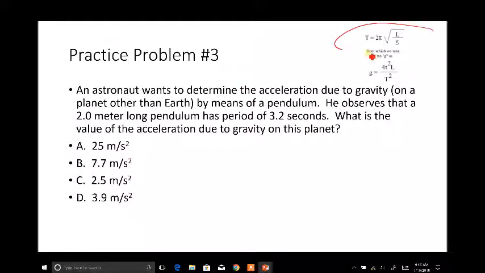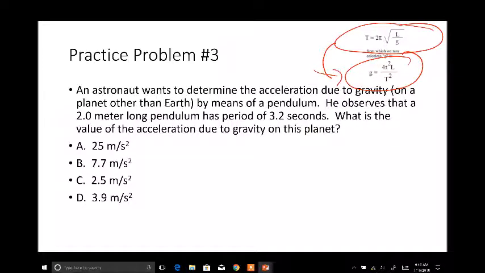Well, as you can see up here, here's the equation for the period of a pendulum. It involves both the length of the pendulum and the acceleration due to gravity. So if we take that equation and we solve it out for g, we end up with this. So again, this equation on the bottom is simply this equation rearranged for g.